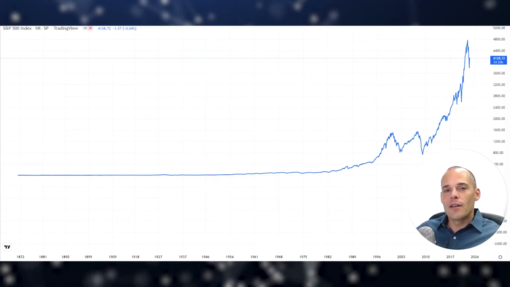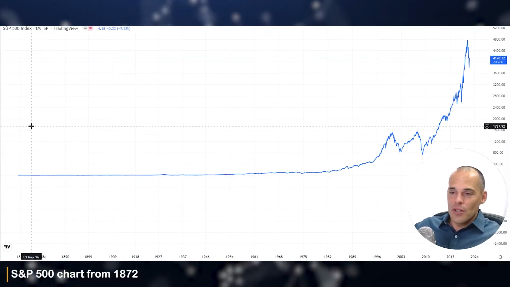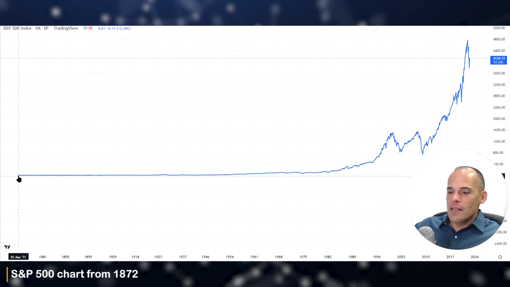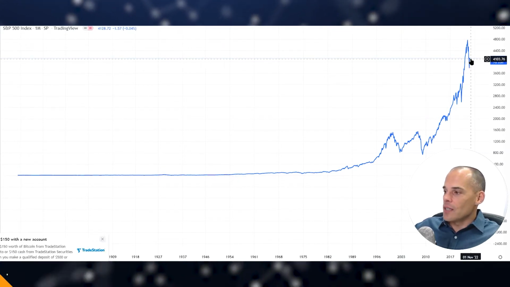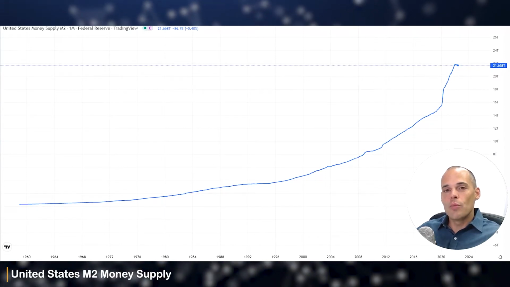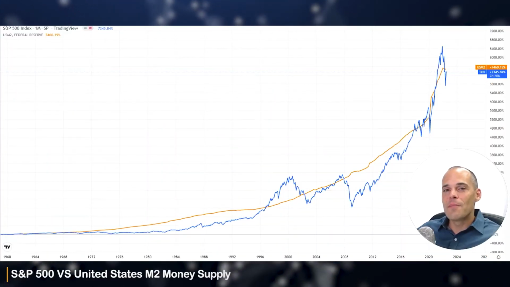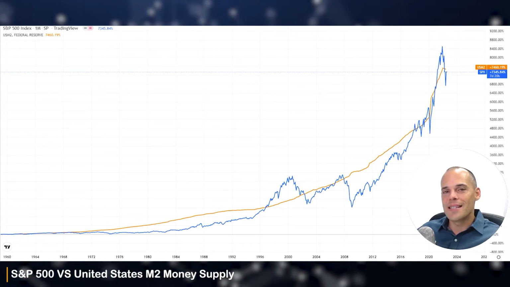So here's a chart of the S&P 500 going back to 1872. This is a monthly chart to be exact, and you can see it all the way back here in 1871, I guess technically, and this is what it is today. Now this is a chart of the United States M2 money supply, which is a measure of how many dollars are floating around the economy. And now this is the S&P 500 compared to the United States M2 money supply.